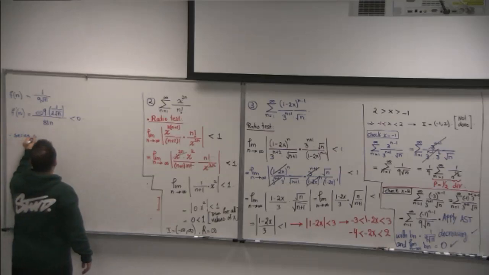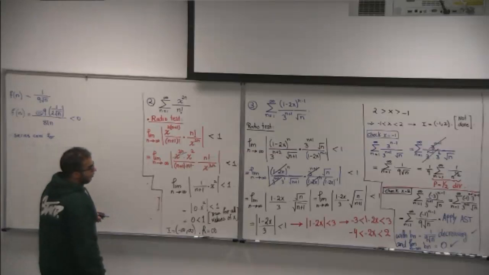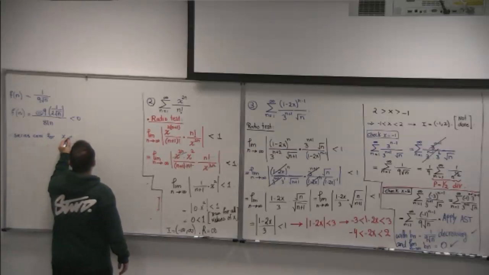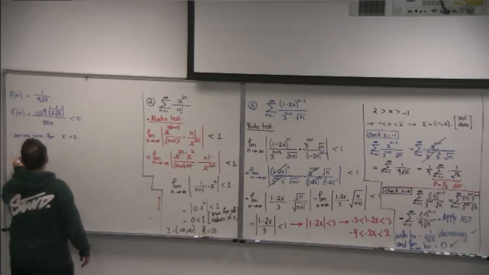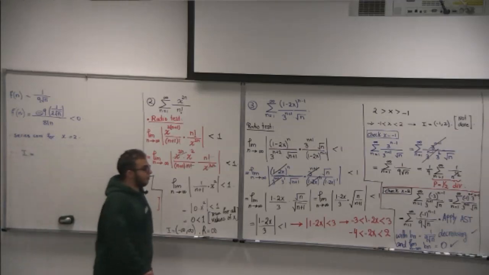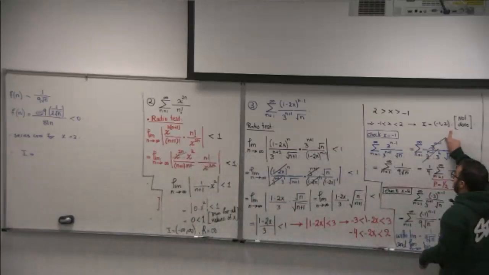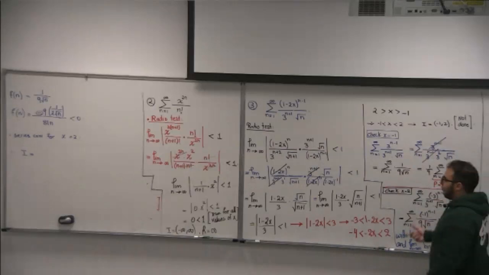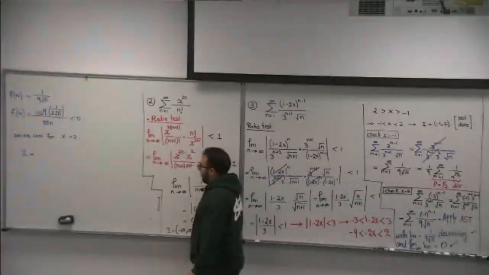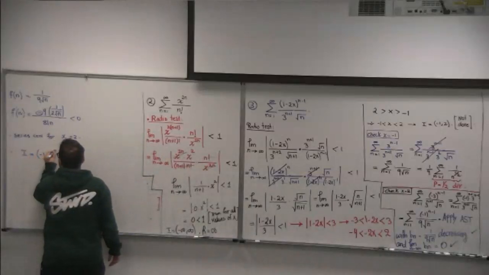The series converges for which value of x? X equal 2. We plug 2. Therefore, the interval of convergence, let me rewrite it again. Now let me update it. It converges at 2, so I close it at 2. It diverges at minus 1, so I keep it open at minus 1. That's it. So minus 1 to 2.